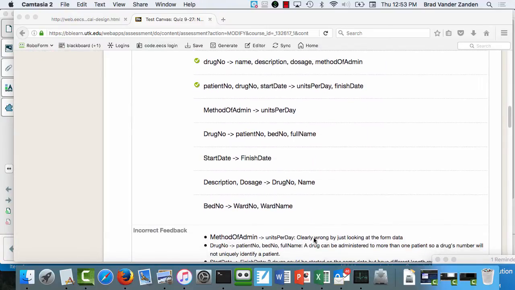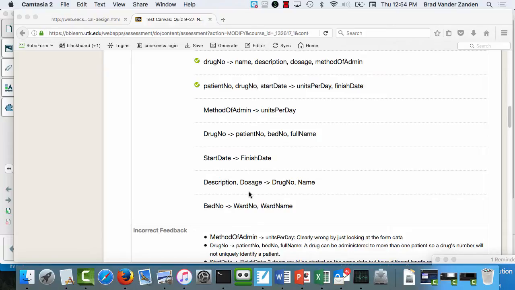Then the other ones were not supposed to be functional dependencies. So the method of administration did not determine the units per day. You could actually see that that was false just by looking at the form data, because in one case it was oral in 50 units, in another case it was oral in 10 units. Drugs could be used for different patients, so that should clearly not be a dependency. The start date is definitely not going to determine the finish date, because you can have multiple prescriptions starting on the same day and finishing on different days.